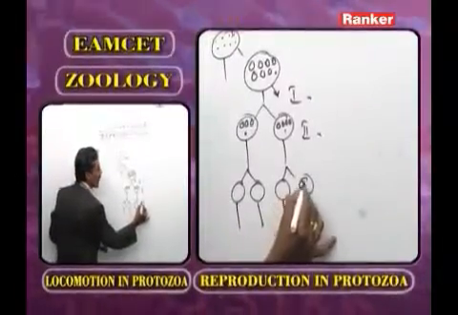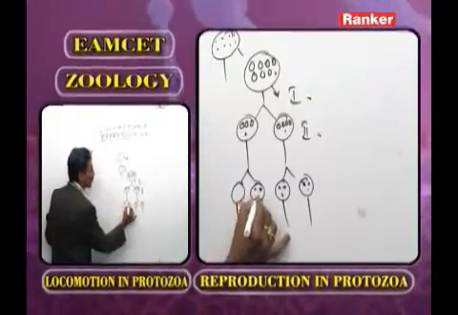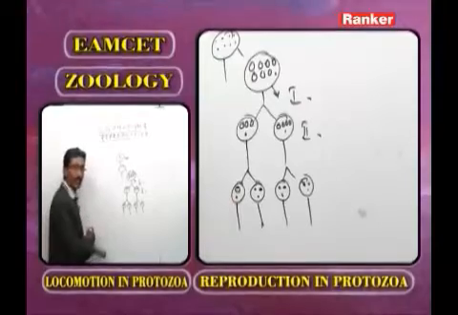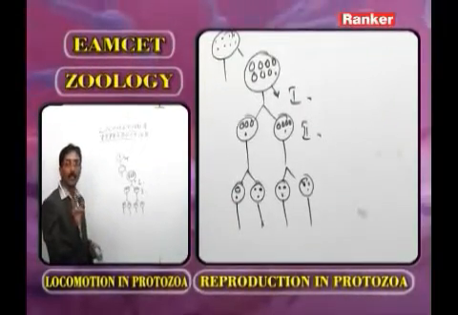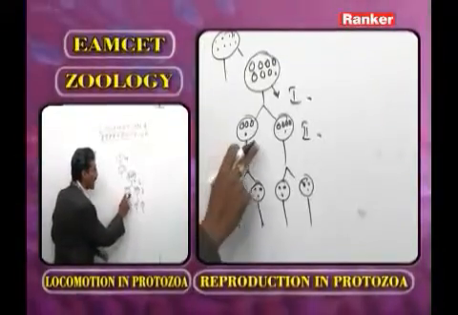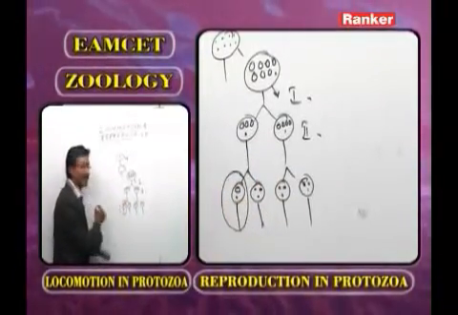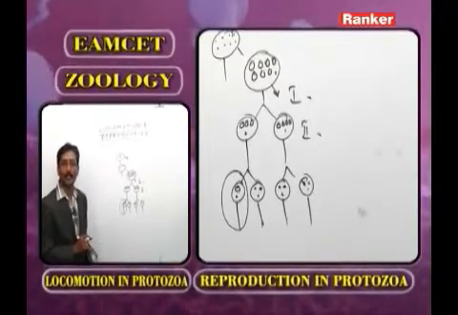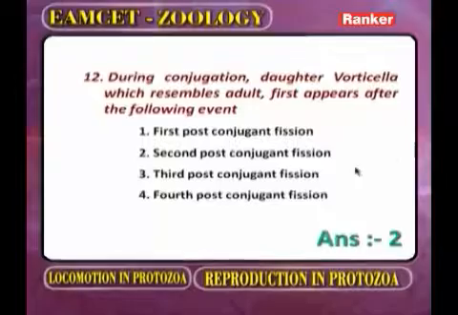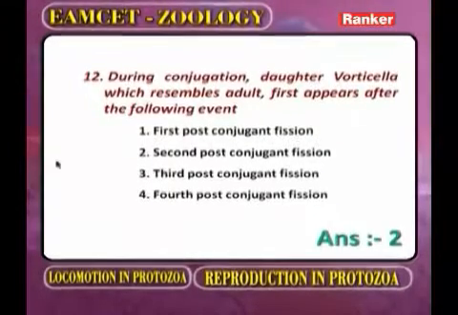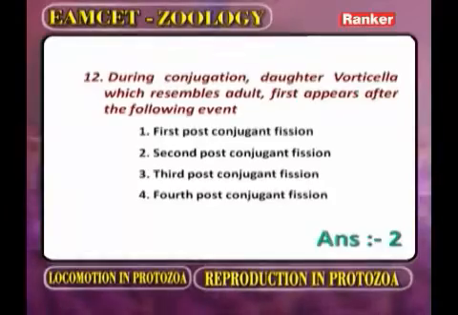Now, here two macro, one micro. Two macro, one micro. Here two macro and one micro. This is one macro, one micro. Now, as we observe the normal Vorticella, in the normal Vorticella, one macro, one micro present. Now, after the second post-conjugation fission, we are getting the normal Vorticella. Here the normal Vorticella means one macro and one micro. Now you have to observe the options. First post-conjugation fission. Second post-conjugation fission. Now what is the correct answer? The second one. Now we go for the next question.